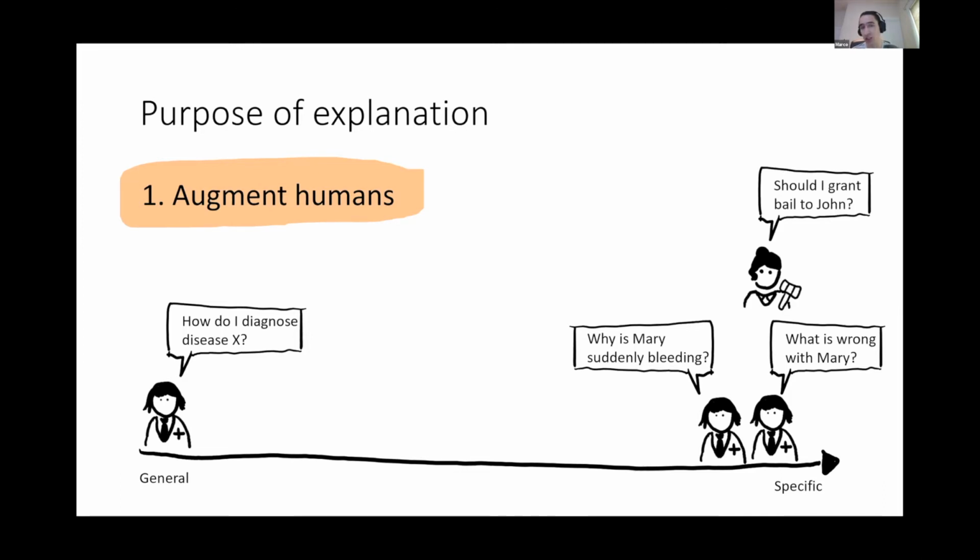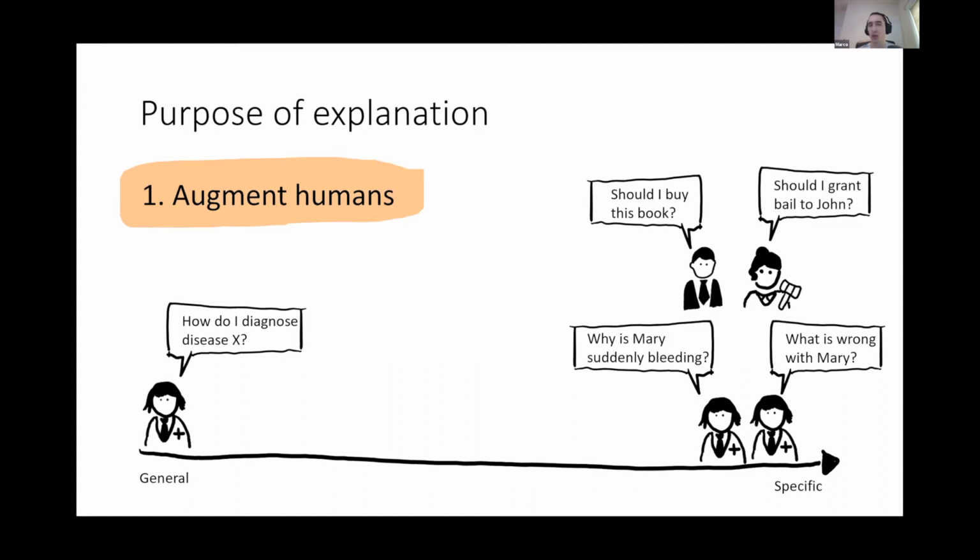Same thing with a judge. Should I grant bail to John? That's different than how do I decide how to grant bail? It's a more specific question. And less high stakes, whenever you get a recommendation from Amazon or Netflix, you have to make a decision, do I trust it? And you are deciding, do I watch this movie, do I buy this book?